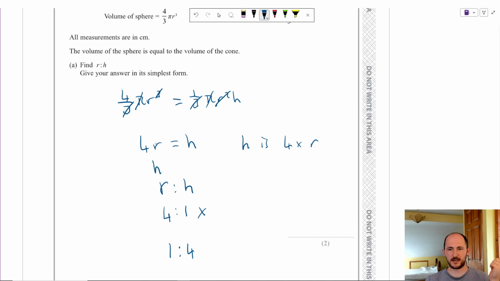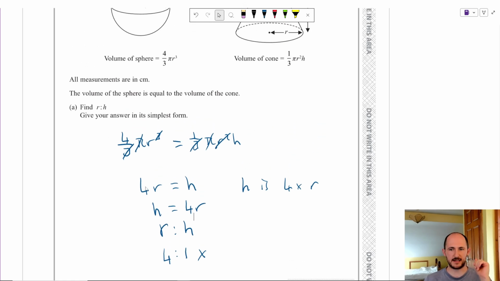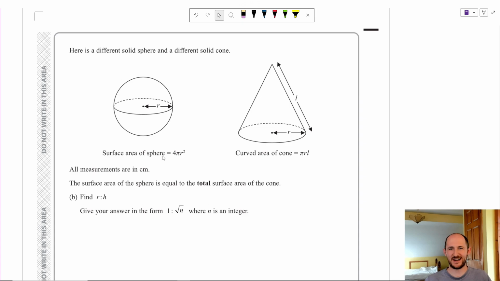If I wanted to, I could write it like this as well. So just because the equal sign is the other way around, doesn't mean any different. You need to read it very carefully. 2 marks, pretty okay. I know the cancelling can be a bit confusing for some people, but let's get on to part B. Ooh, how exciting.